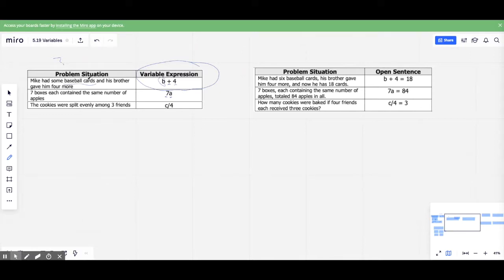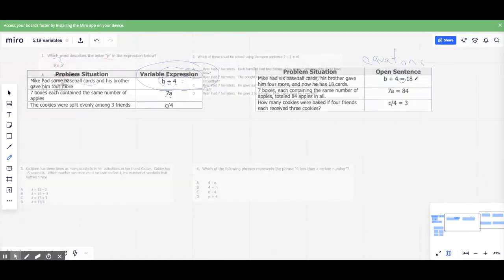Down here we have a multiplication one. 7 baskets or boxes each contain the same number of apples. So we're multiplying 7 times however many apples were in there. On the other side, we have what we call an open sentence, or another word you have seen in math, equation. An equation is something that has an equal sign. Same type of problem, we're just adding an equal sign to it.